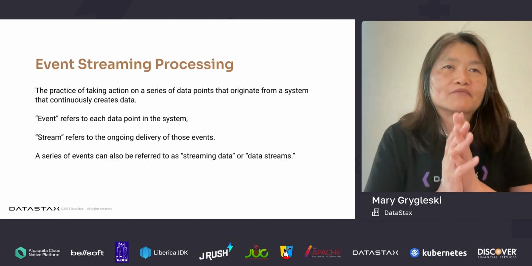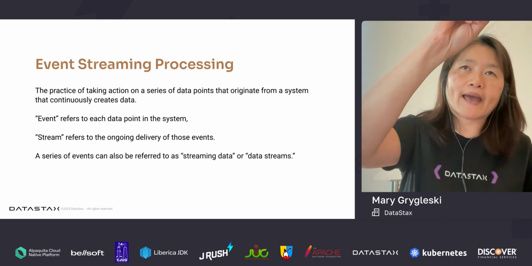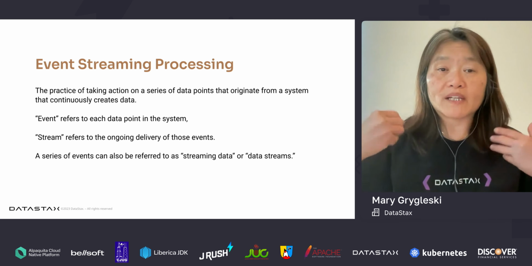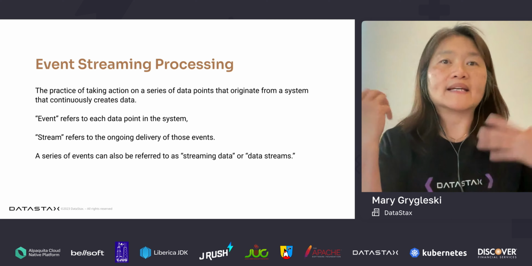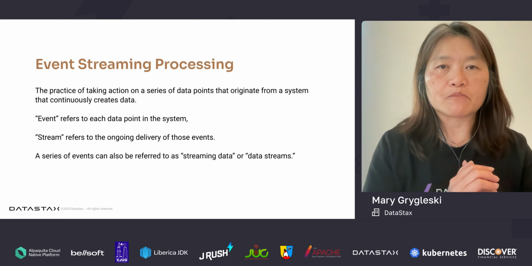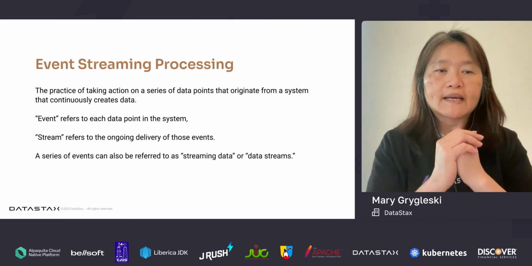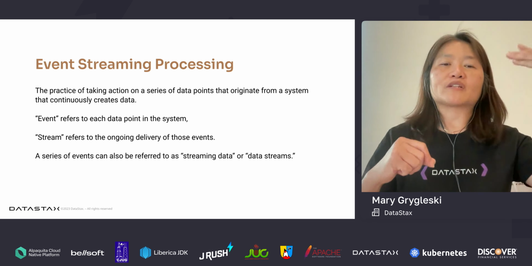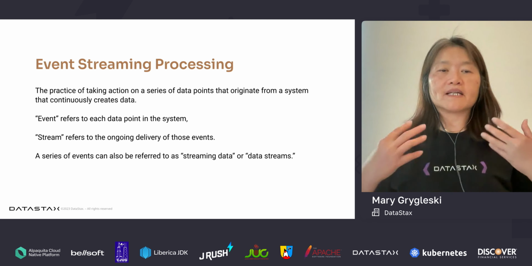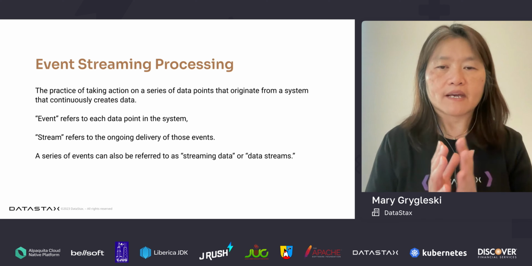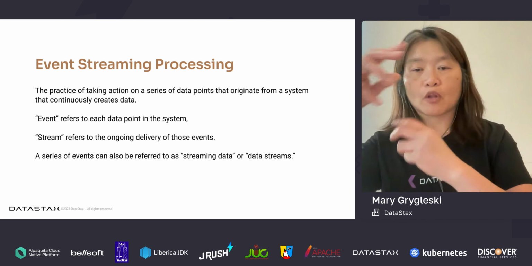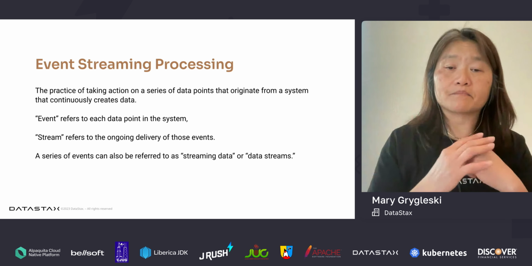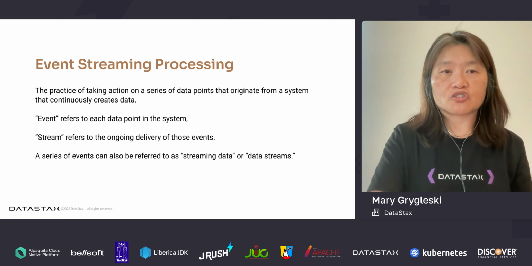Now, it's simple enough to do one event. It happens and goes through space and time. But we live in a world full of many things that can happen anytime. It's unpredictable in some ways, right? Unbounded, so to speak. And so an event is each data point in the system. A stream is an ongoing delivery of those events. And we live in a complex world, so there are many data points flowing through space and time, and these are essentially streaming data or data streams.